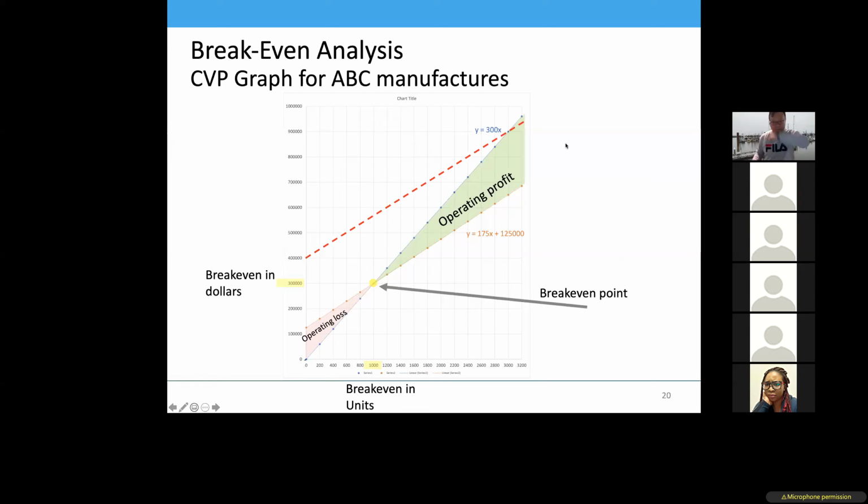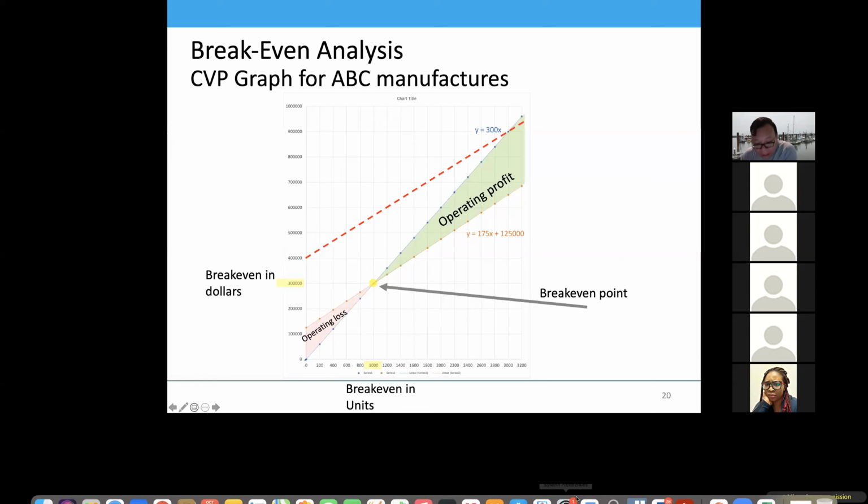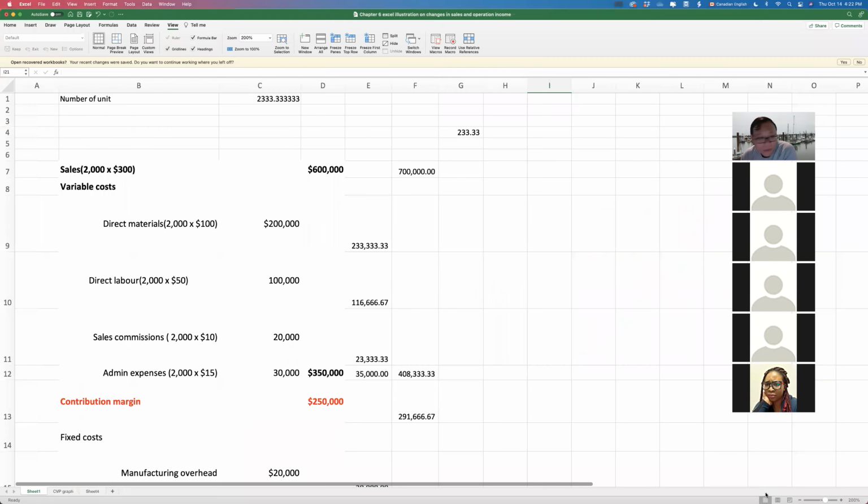I made this graphic using Excel. I can show you how I make it.